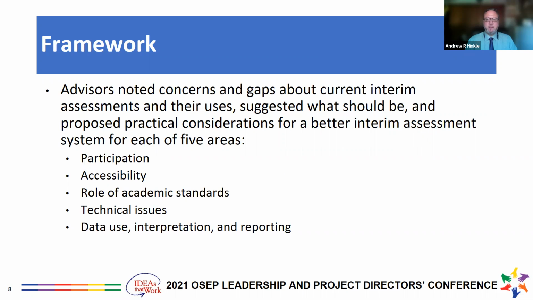Prior to the meeting, we gave them some materials to review, including a draft report on the landscape of interim assessment use across states and information about SIPs and SIMMers. Then, during the meeting, the advisors noted concerns and gaps about current interim assessments and their uses, suggested what should be, and proposed practical considerations for a better interim assessment system for each of 5 areas: participation, accessibility, the role of academic standards, technical issues, and data use, interpretation, and reporting.